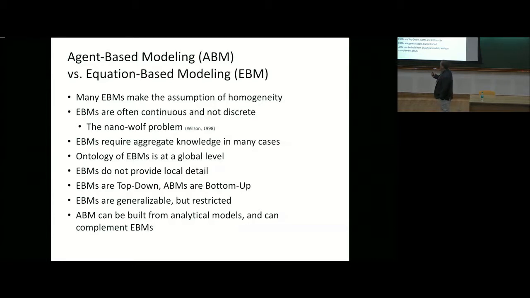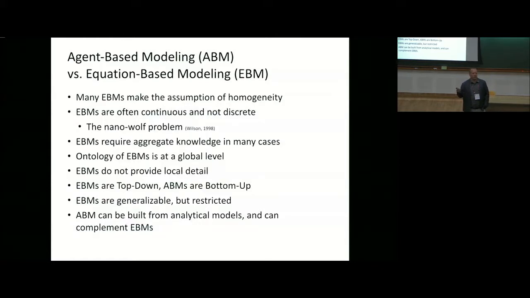Many equation-based models make the assumption of homogeneity. Now, by the way, this list is controversial because people will say, well, I know of an equation-based model that doesn't make the assumption of homogeneity, right? Or I know of an agent-based model or an equation-based model that doesn't require aggregate knowledge but uses local knowledge. These are all true, right? You can do equation-based models that violate these assumptions, right?